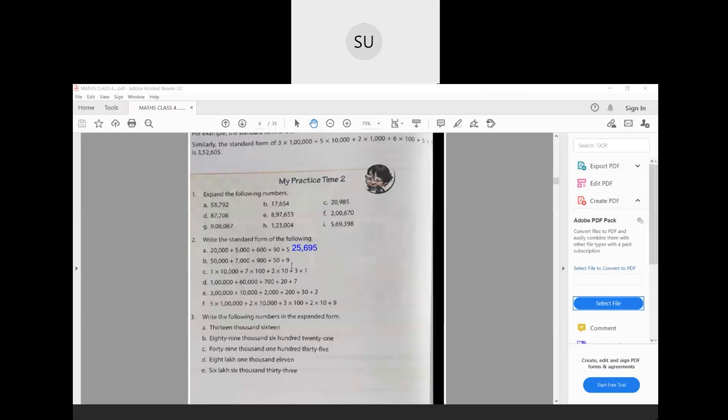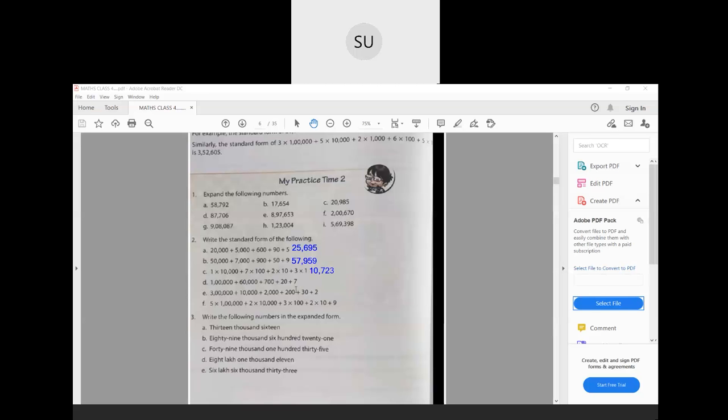Next one, 50,000 plus 7,000 plus 900 plus 50 plus 9. So, 57,959. Here they have given 1 into 10,000 plus 7 into 100 plus 2 into 10 plus 3 into 1. So in the 10,000s place, what is the digit? It is 1, so we'll write 1. Then they have not given anything into 1,000, so it will be 0. The 100s place is 7 into 100, so 7. Then 2 into 10 is the 10s place, so that will be 2. And 3 into 1 means the 1s place, so 3.